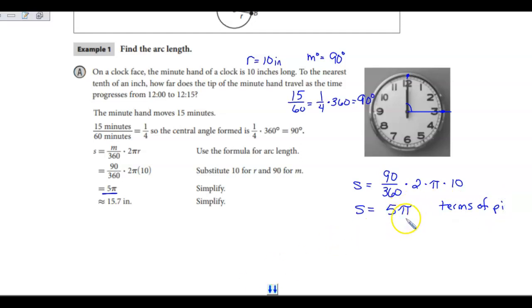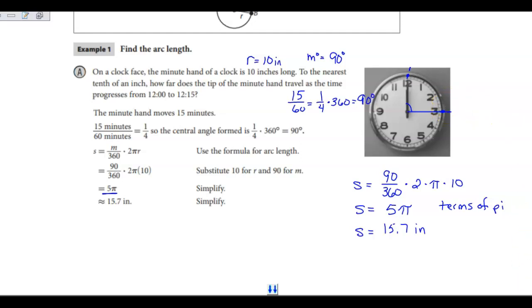It's leaving the pi symbol in. Now, if they want to simplify it further, then we're going to take 5 times the pi button, and we see that it is 15.70796 and so forth. And so typically we round to the nearest tenth unless I'm told otherwise. So this would be 15.7, and the radius was in inches, so it is 15.7 inches. So from here to here, we traveled 15.7 inches.